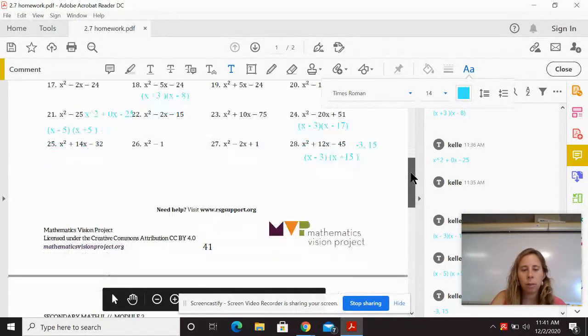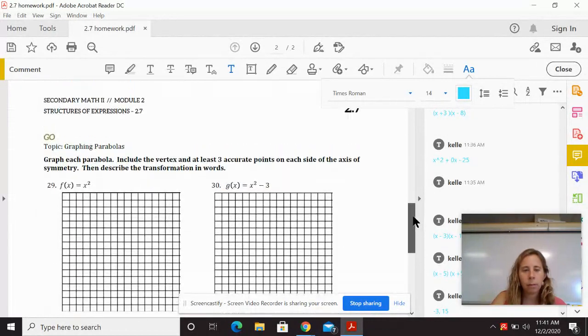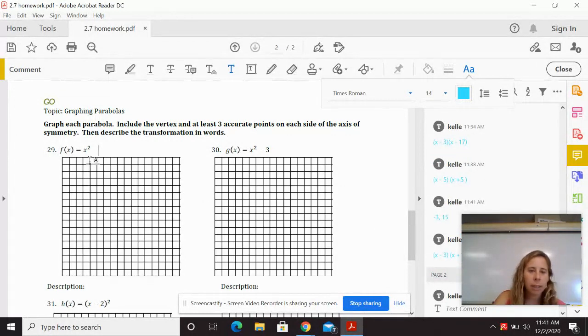Moving on to the last part. Oh, there are 4 of them. Okay. Graph each parabola. So include the vertex and at least 3 accurate points on each side of the axis of symmetry. Then describe the transformations in words. Geez. Okay. So the first one is just f of x equals x squared. That's your normal parabola. I'm not going to graph that one for you.